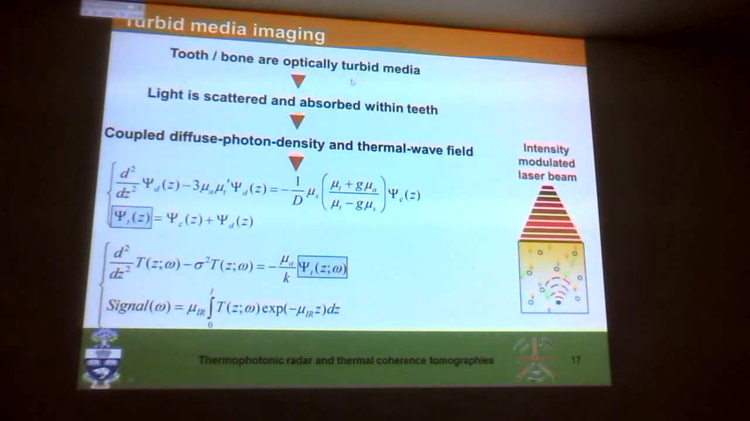So we started looking at tooth and bone because they are optically turbid media, and in those tissues the acoustic wave is hard, it is scattering, but also importantly, it's not easy to put an acoustic detector on the tooth. A lot of these issues go back to the contact. You have to have a contact.